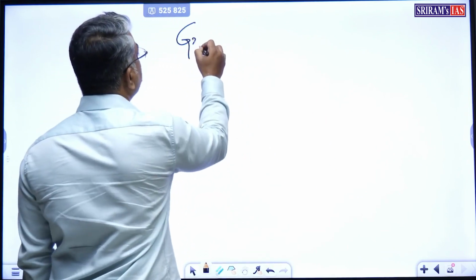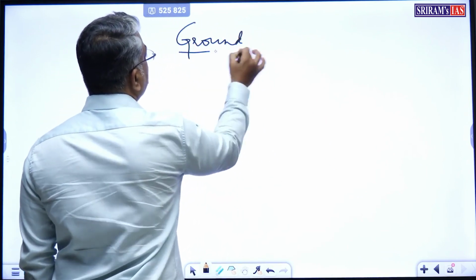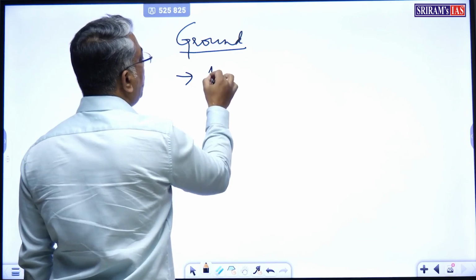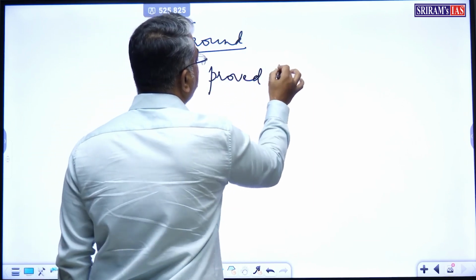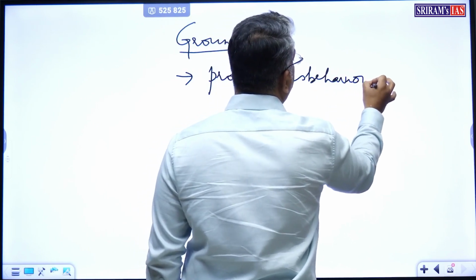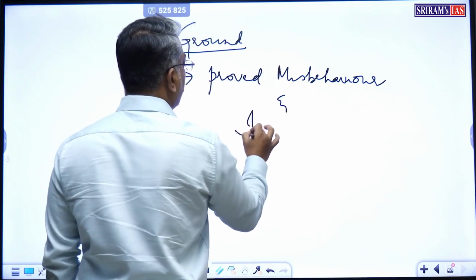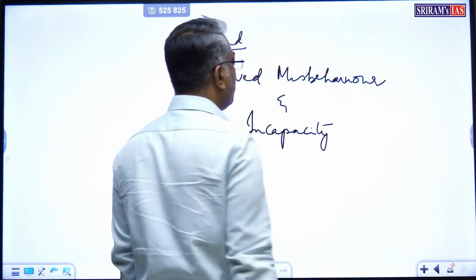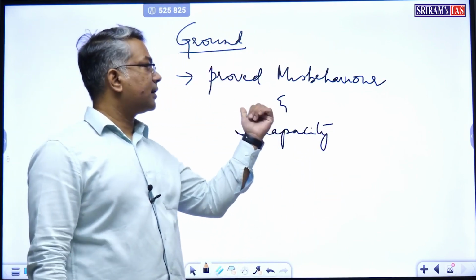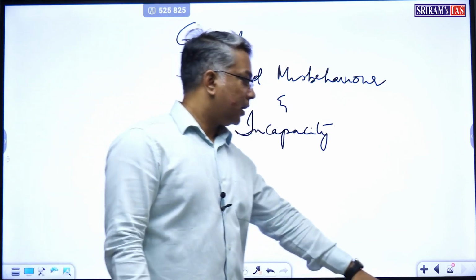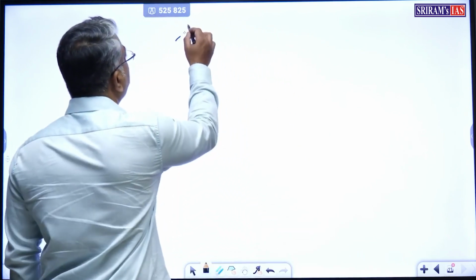Now, are there any grounds mentioned in the Constitution for the removal of the judge of the Supreme Court? Yes, there are two grounds. Okay, what are they? Proved misbehavior and incapacity. So, these are the grounds mentioned in the Constitution for the removal of the judge of the Supreme Court. Now, what about the procedure?